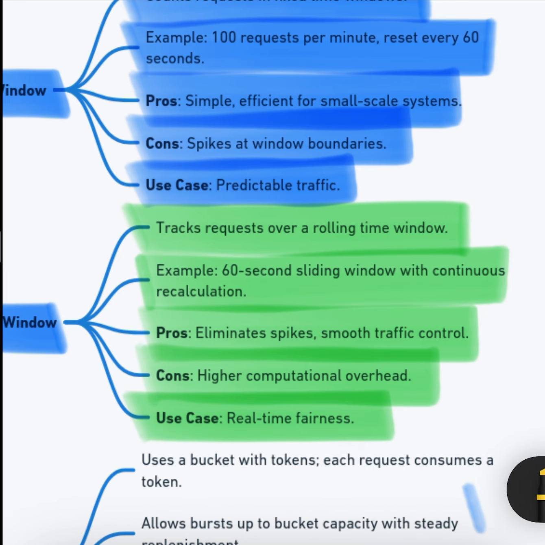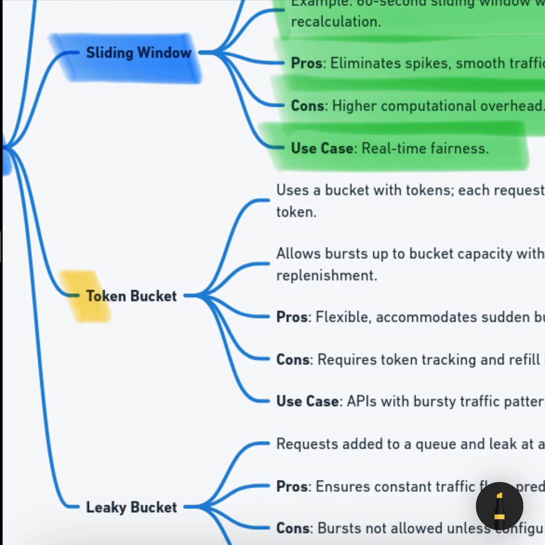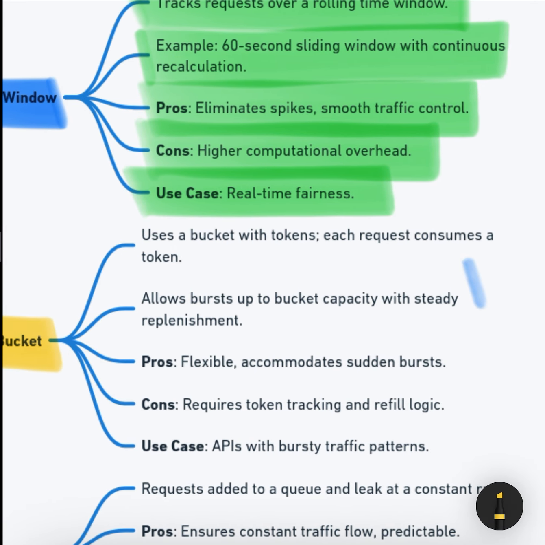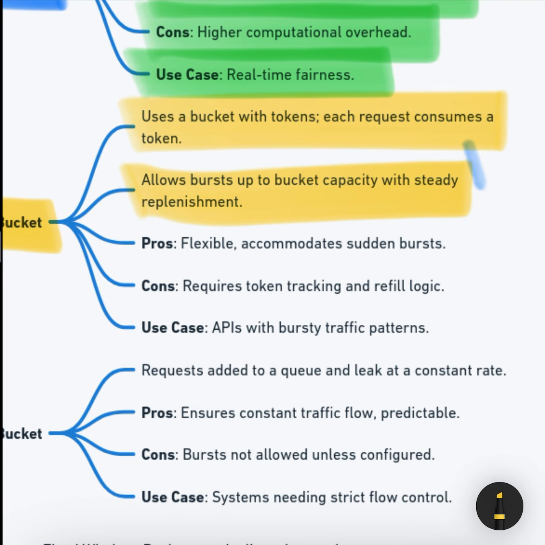C. Token bucket algorithm. How it works: a bucket is initialized with a fixed number of tokens, capacity. Each request consumes 1 token. Tokens are replenished at a fixed rate, allowing users to make requests as long as tokens are available. Bursts are allowed up to the bucket's capacity.